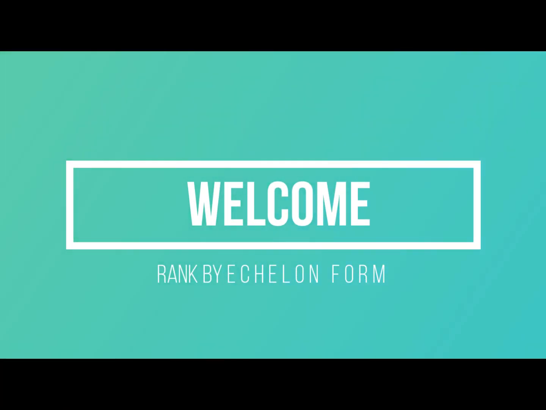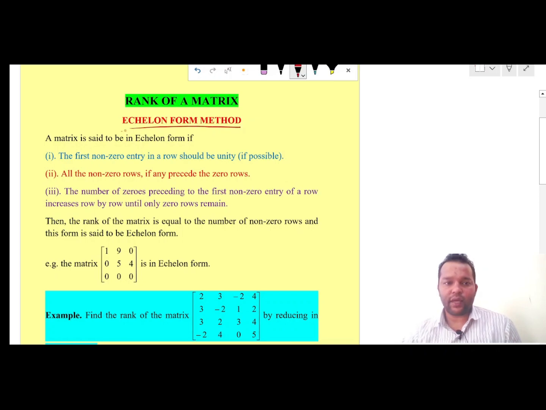Hello, welcome you all. Today's topic is the echelon form based method to compute the rank of a given matrix. This is another method to find the rank of any given matrix. A matrix A is said to be in echelon form if these three conditions are satisfied.